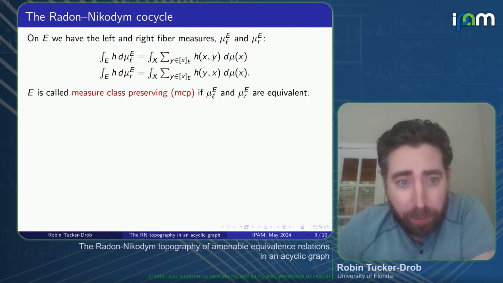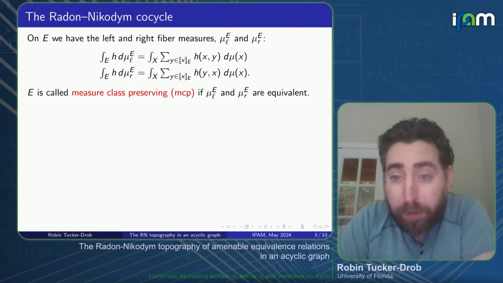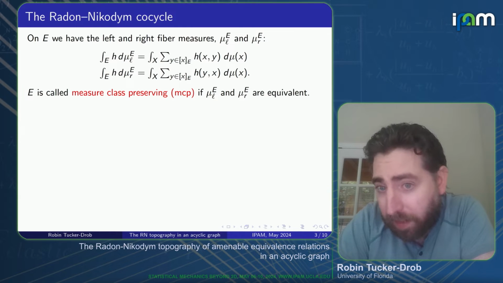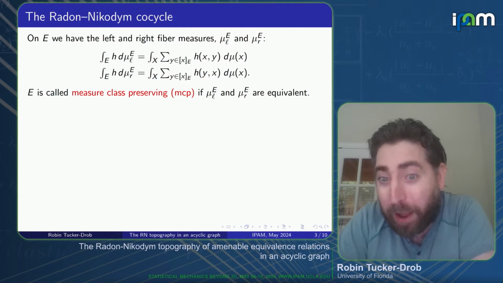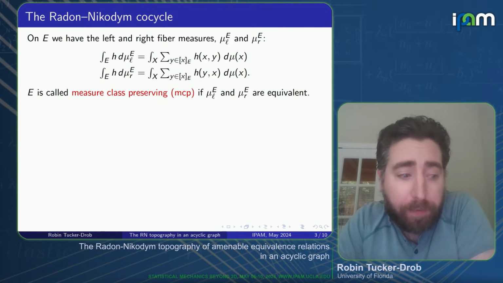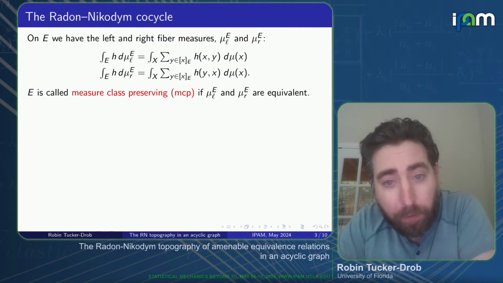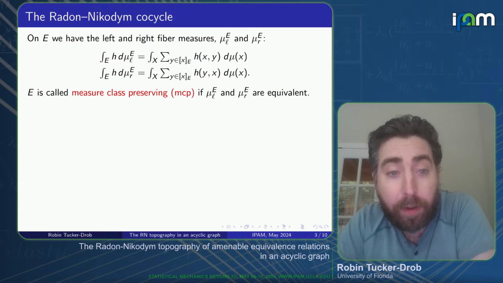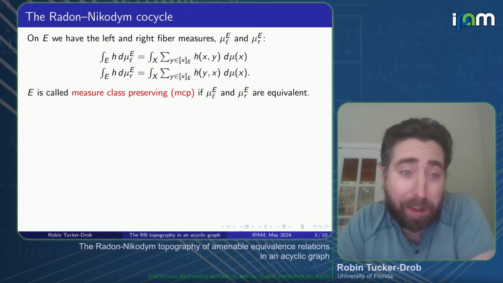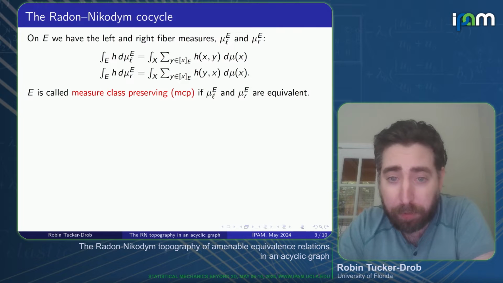And I'll always work in the setting where E is what's called measure class preserving. That means that the left and right fiber measures are equivalent in the sense of two measures being equivalent. They have the same null sets. Now, often people work in a more special setting, which is what's called the measure preserving setting, which means that the left and right fiber measures are not just equivalent, but they're actually equal. You get the exact same measures. That would be measure preserving. Measure class preserving is a bit more general. We just want these two measures to be equivalent.